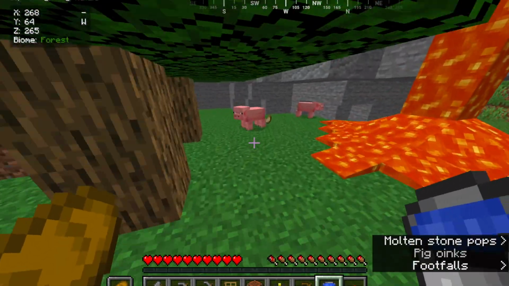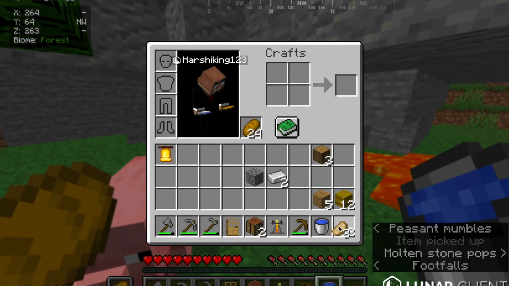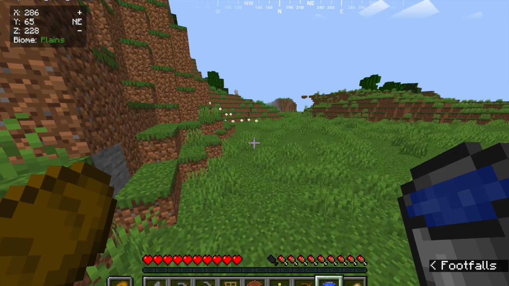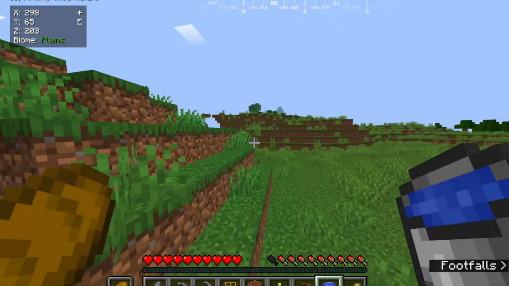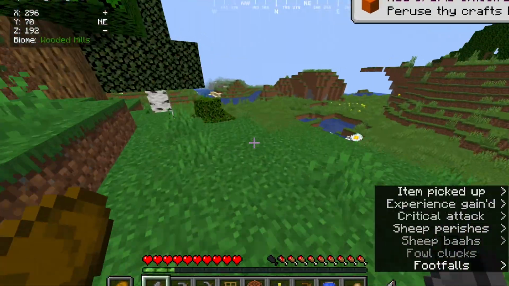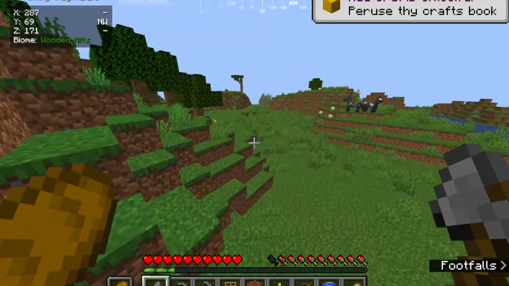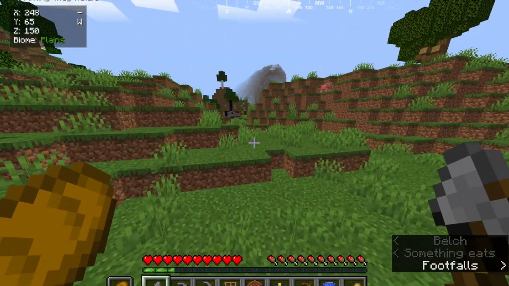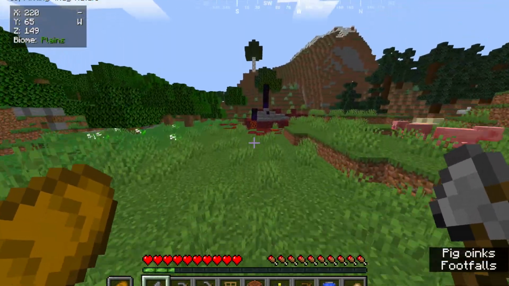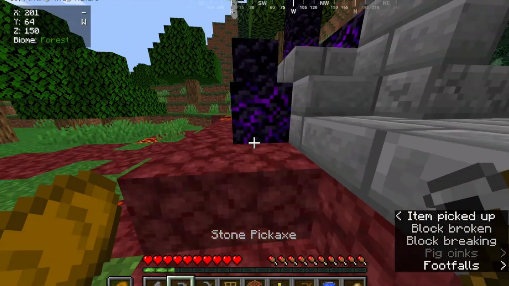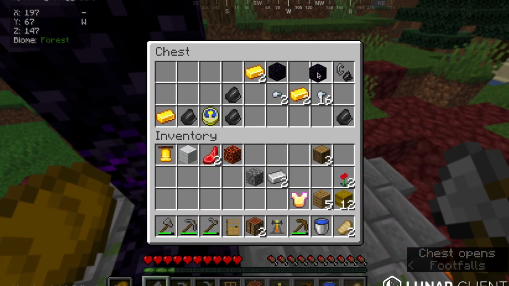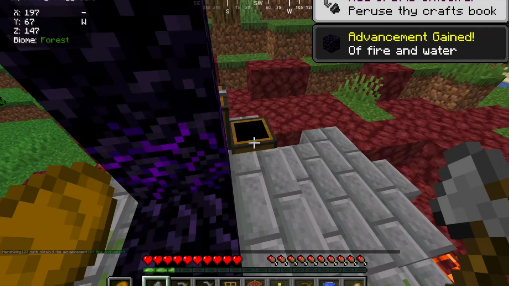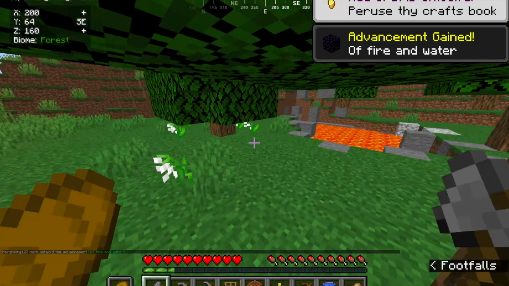Lava. Thanks. Better food. That sheep. Roasted bacon. Not again. Of fire and water. Okay.